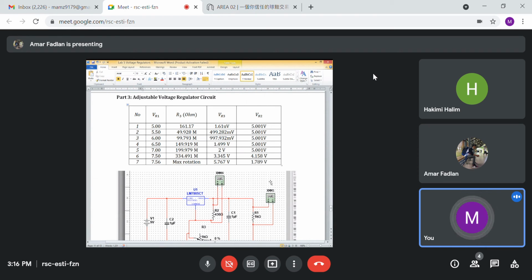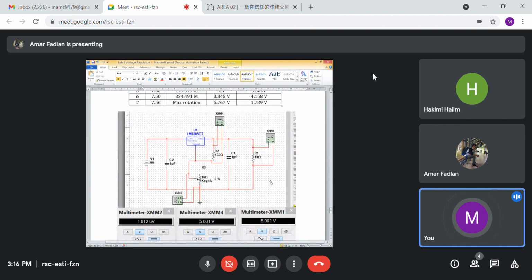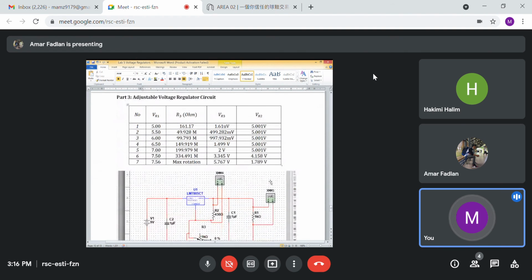As I constructed the adjustable voltage regulator circuit, a supply of 5 volt threshold is needed for the IC to be active, and we can monitor that from the VR2 value. When we set up from 5 volt to 7 volt, as we can see, the voltage will start to drop when we obtain an output voltage above 7 volts. VR2 goes from 5 volt to 7.56 volts, so it started to drop.